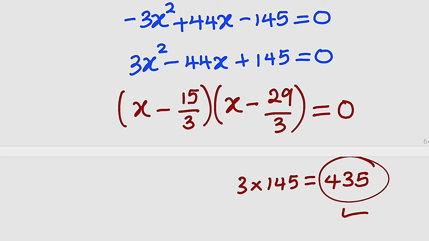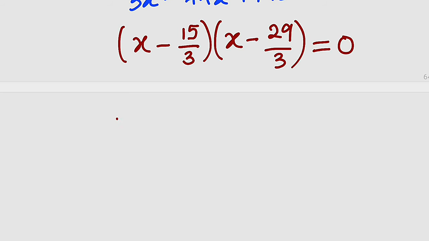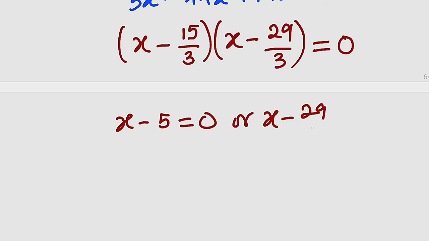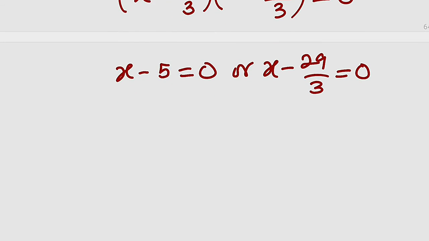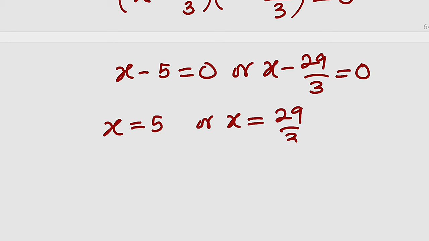So now let us set each factor here to be equal to 0. The first one we have x minus 5, right? Because 15 divided by 3 is 5. This is equal to 0. Or the other one, x minus 29 divided by 3 equal to 0. Solve each one. We have x either equal to 5 or x equal to 29 divided by 3. Now we have values of x.